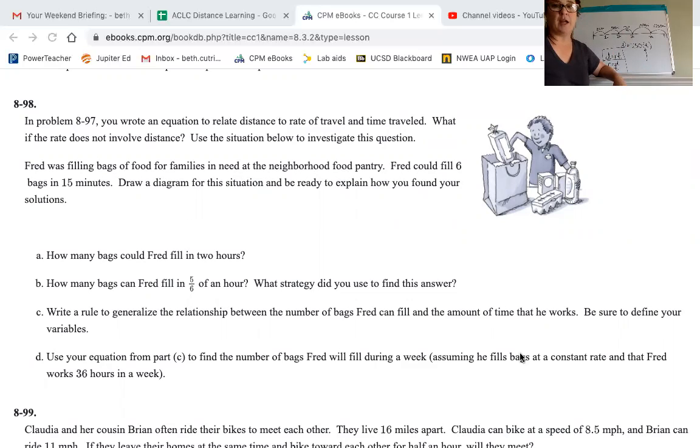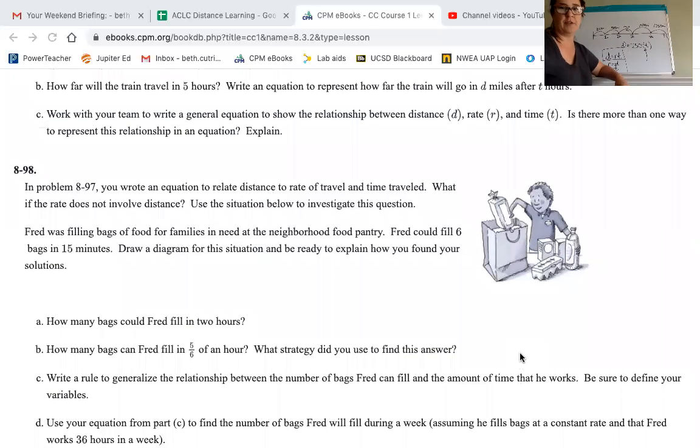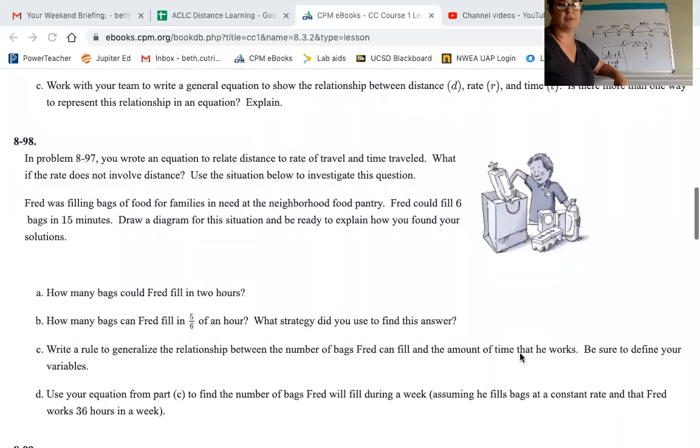So here we have Fred. I'm covering Fred's little face. There's Fred filling a bag. Oh, and he doesn't have his gloves on or a mask. COVID joke. Fred was filling bags of food for families in need at the neighborhood food pantry. Fred could fill 6 bags in 15 minutes.